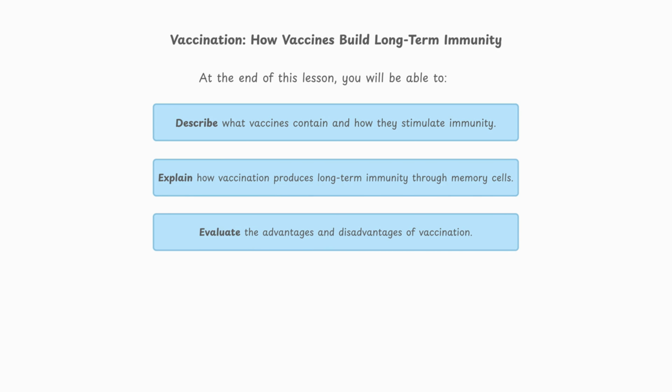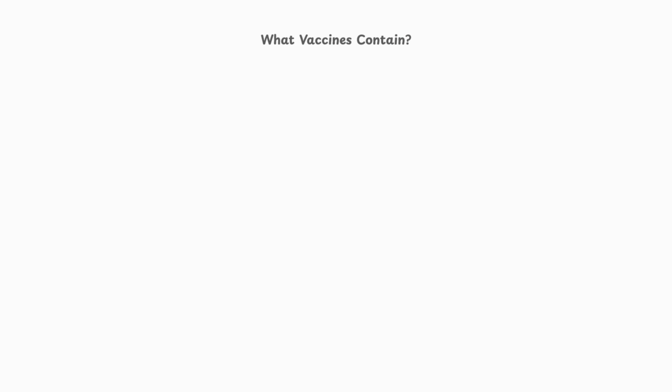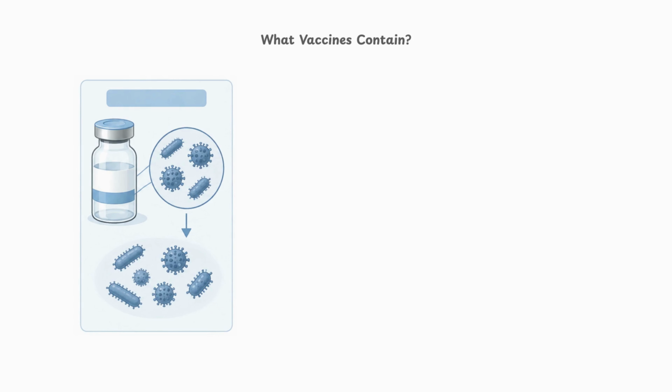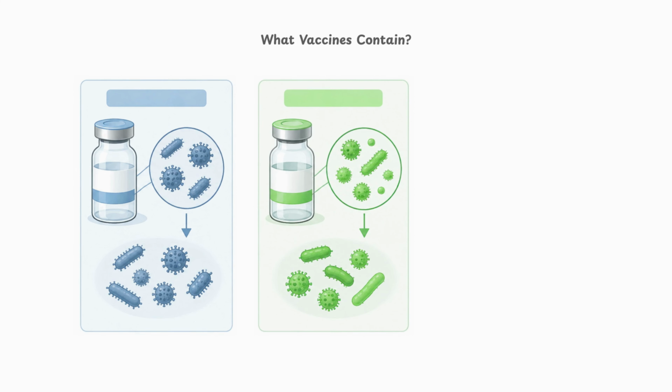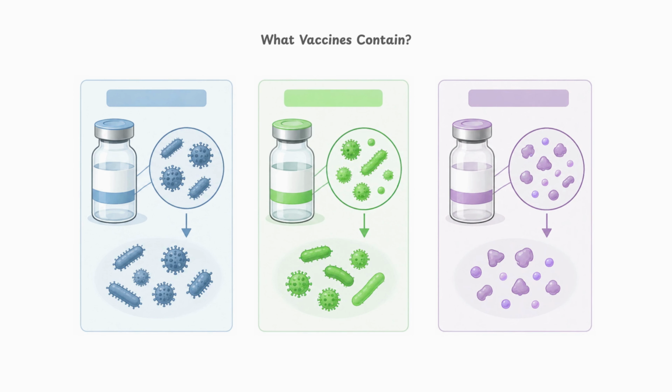In this lesson, we'll discover how vaccines train the immune system to recognize and fight pathogens before they can cause disease. Let's get started. So, if vaccines do not make us sick, how do they prepare the body to fight disease? Vaccines contain a harmless form of a pathogen that allows the immune system to learn how to recognize it safely. Scientists create vaccines in several ways.